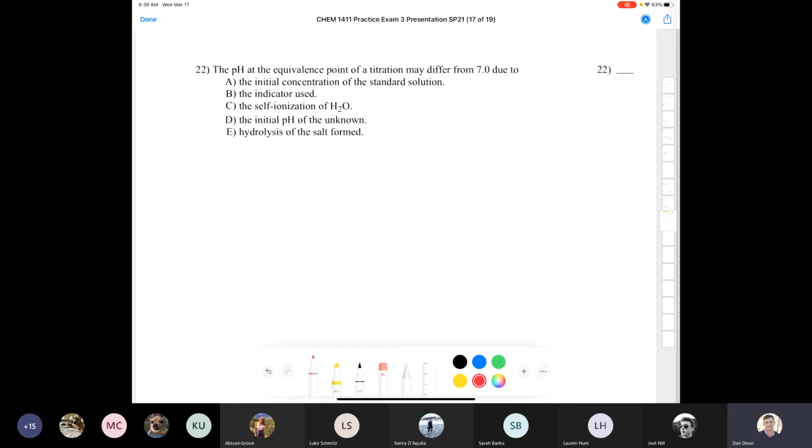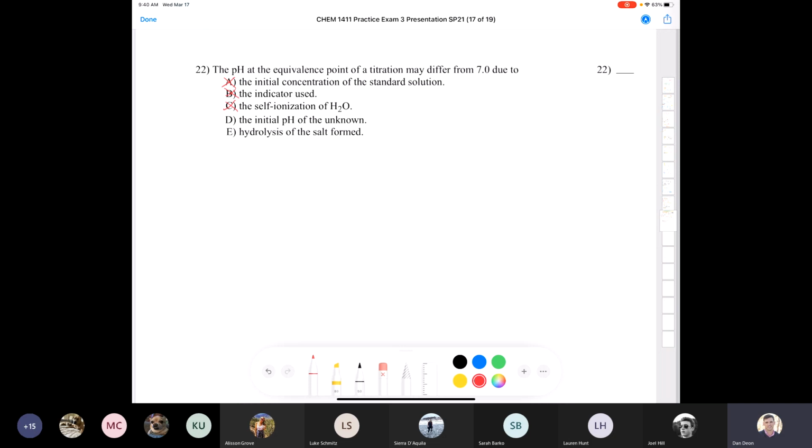All right. In question 22, it says, the pH at the equivalence point of a titration may differ from 7. It's not going to be completely neutral due to what? So we have the initial concentration of the standard solution. Well, that's got nothing to do with the titration, just the initial concentration of the standard. The indicator is not going to affect what the equivalence point is, so it's not going to affect pH. The self-ionization of water is also not going to come into play. It's not going to be great enough to affect the pH.